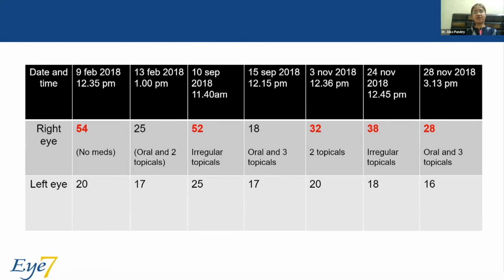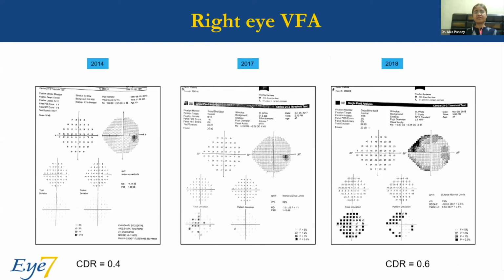And this is how her pressures behaved over the next few months. Whenever she took some oral medicines, her pressures came down. And then after a few months, she stopped those medicines and the pressures again rose. This took a toll on her visual fields also.